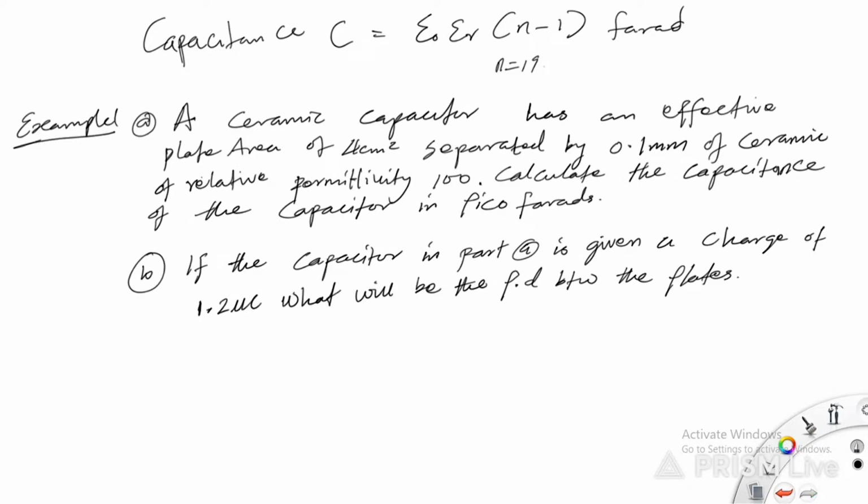The question says: a ceramic capacitor has an effective plate area of 4 centimeters squared separated by 0.1 millimeter of ceramic of relative permittivity 100. A, calculate the capacitance of the capacitor in picofarads. B, if the capacitor in part A is given a charge of 1.2 microcoulombs, what will be the potential difference between the plates?